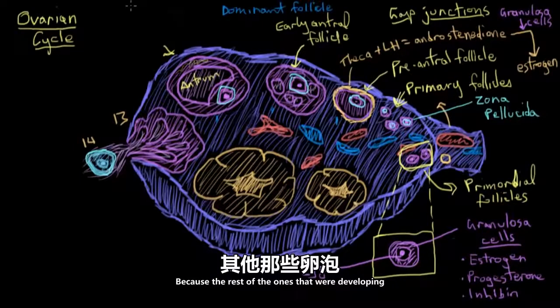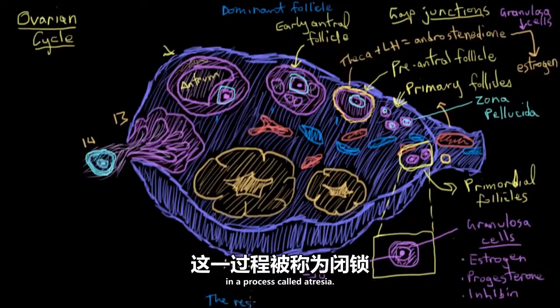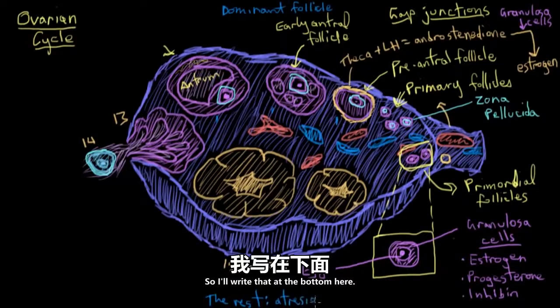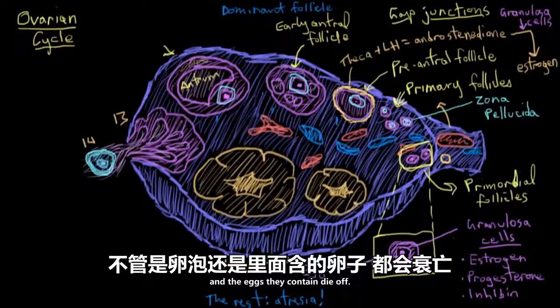Because the rest of the ones that we're developing along this pathway sort of degenerate and die off in a process called atresia. And I'll write that at the bottom here. And atresia just means to degenerate. So another note, in the ones that undergo atresia, both the follicle and the eggs they contain die off.